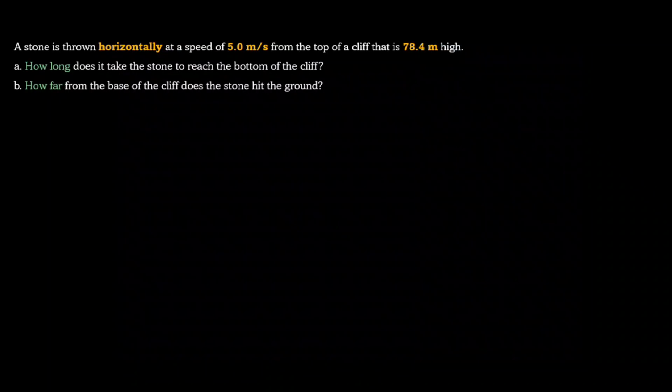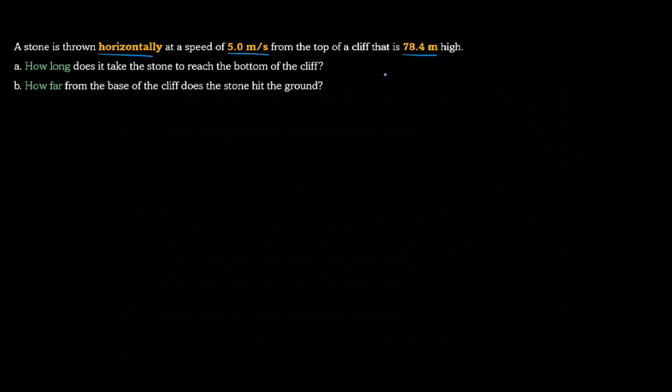In this video, we are going to discuss how to calculate the range and time of flight for a horizontally launched projectile. The question says, a stone is thrown horizontally at a speed of 5 meters per second from the top of a cliff that is 78.4 meters high. We need to find how long does it take the stone to reach the bottom of the cliff and how far from the base of the cliff does the stone hit the ground.